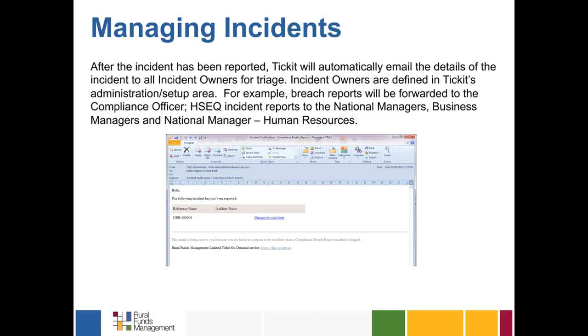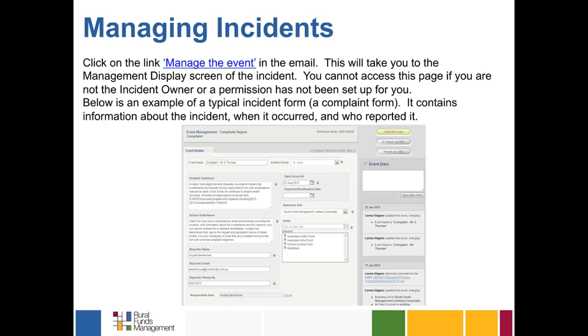After the incident has been reported, Tickit will automatically email the details of the incident to all incident owners for triage. Incident owners are defined in Tickit's administration setup area. For example, breach reports will be forwarded to the compliance officer, HSEQ incident reports to the national managers, business managers, and national manager human resources. If you click on the link Manage the Event in the email, it will take you to the management display screen of the incident. You cannot access this page if you are not the incident owner or a permission has not been set up for you.